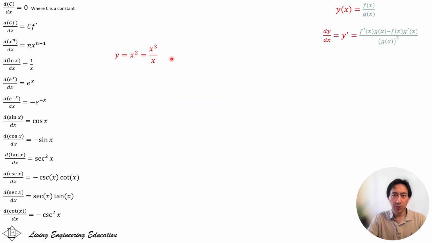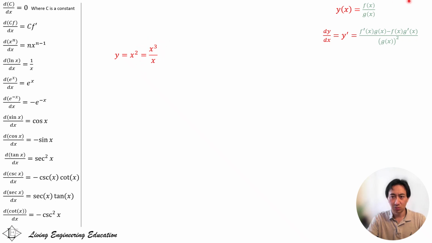Here we have a problem that we know the solution of, right? y equals x squared. We know the derivative is going to be 2x, from the polynomial rule that we set up earlier. But we can change this into a two-function system, right? x cubed divided by x. That's the same thing as x squared. So let's try to set this up.